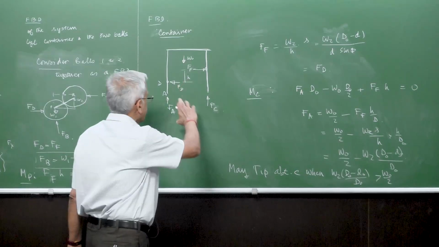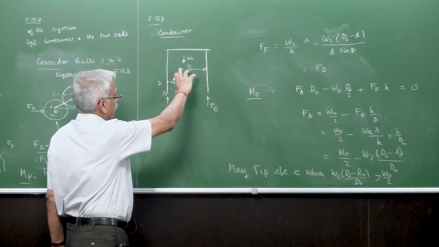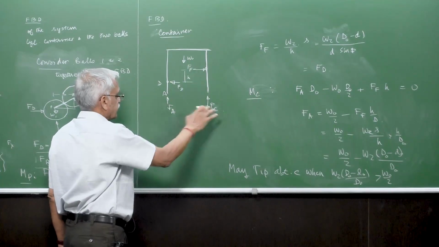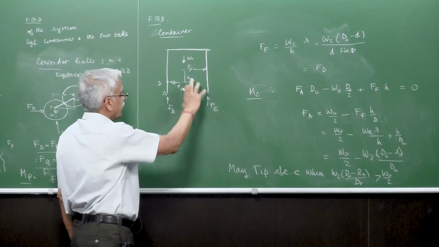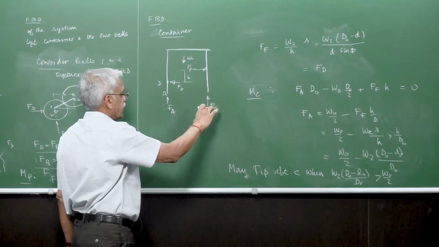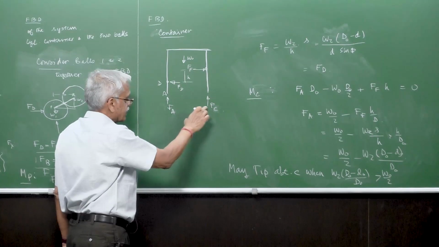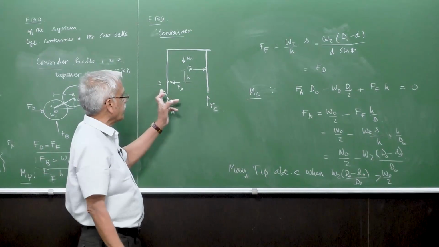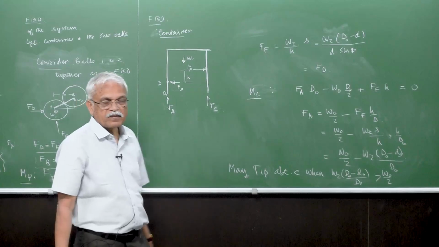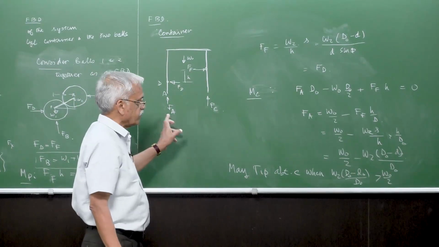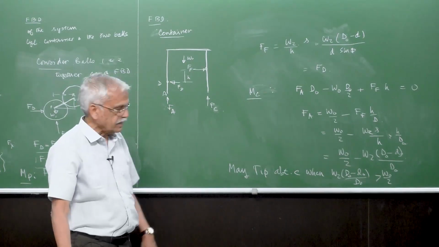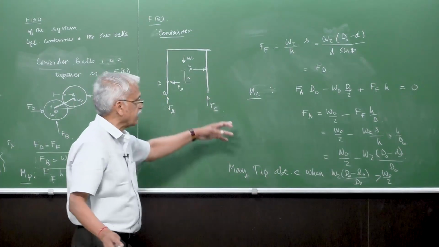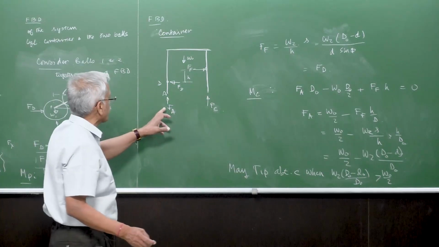In this process you can also see that as such, if there are no balls, then these forces will be equal. Because of the balls, what happens is that this is becoming less and this is becoming more. So there is no question of tipping about A. This will never become negative. Only this FA is becoming negative, right?